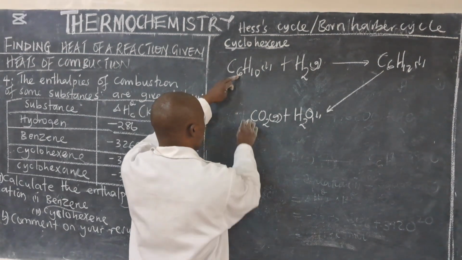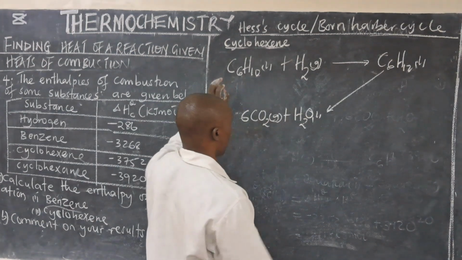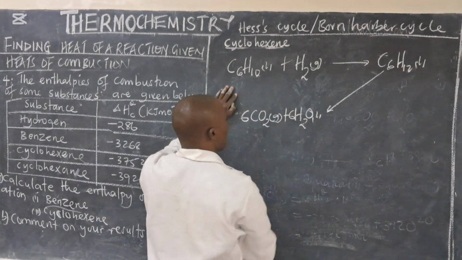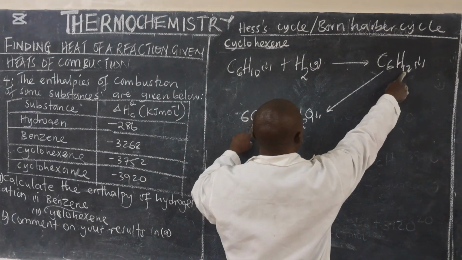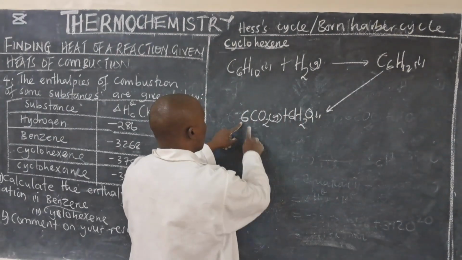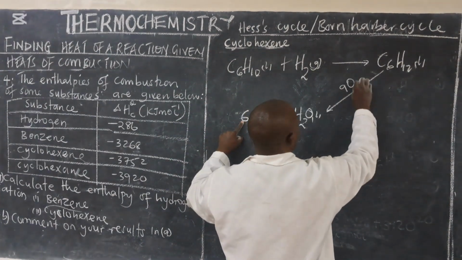So carbon is 6. You use the total for both. Hydrogen is 10 plus 2, that's 12. So I just need 6 here. Even here it balances automatically. Carbon is 6, hydrogen is 12, that balances. So oxygen is 12 plus that, that's 18. So I need 9 oxygen here.